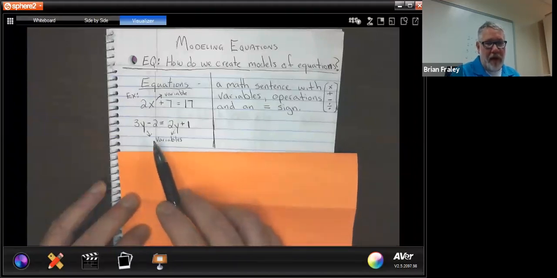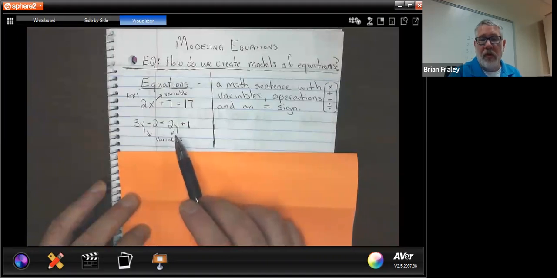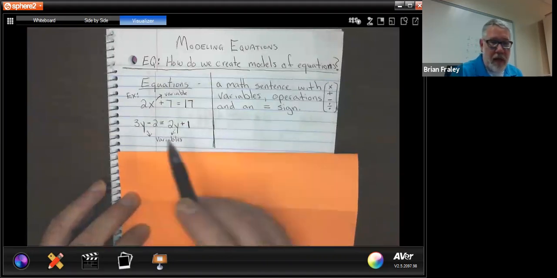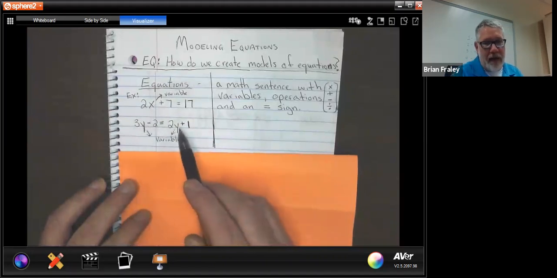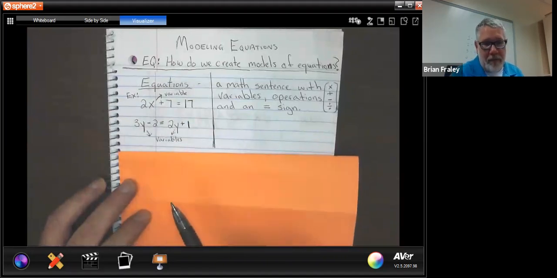And again, your variables are the letters. Variables are really symbols that represent unknown numbers, okay? You're going to define that later on in your notes section, but just know that your variables can be x, y, z, anything, okay? They just represent unknown numbers.